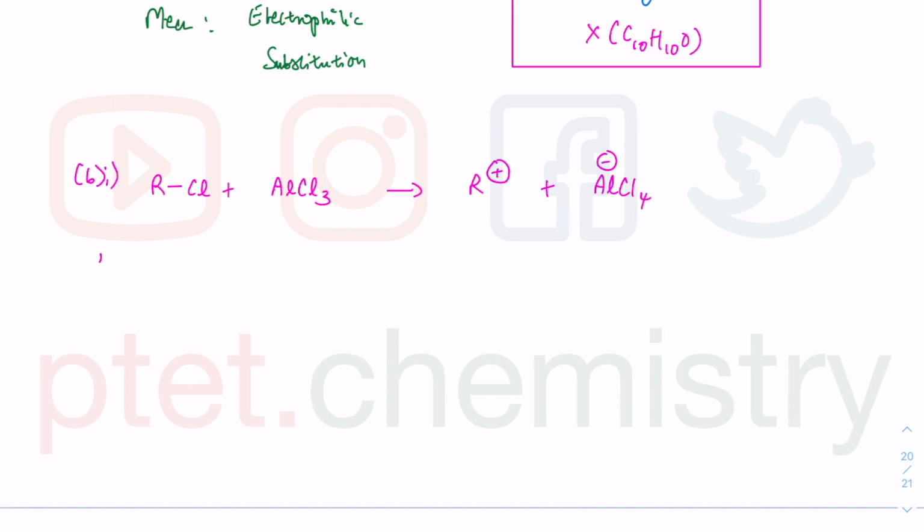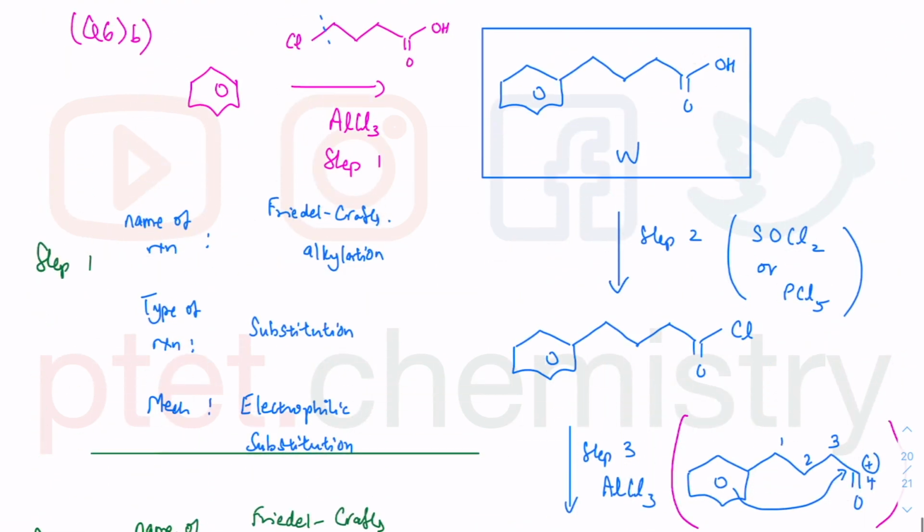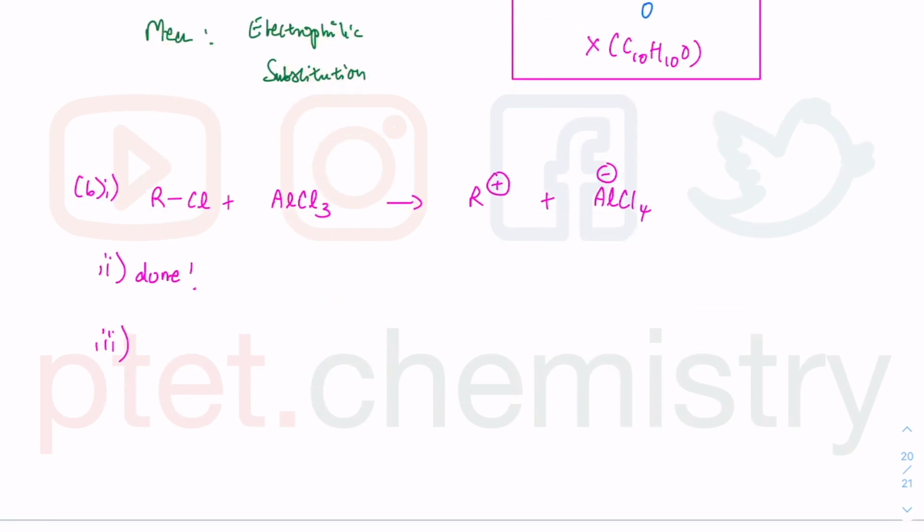Deduce and draw the structure. That is done. And then number 3, suggest the reagent and condition for step 2. Step 2 was basically converting the carboxylic acid into acyl chloride. It's in the A2 acyl chloride topic. We can use SOCl2, PCl5. I'll just stick with SOCl2, but of course PCl5 will work.